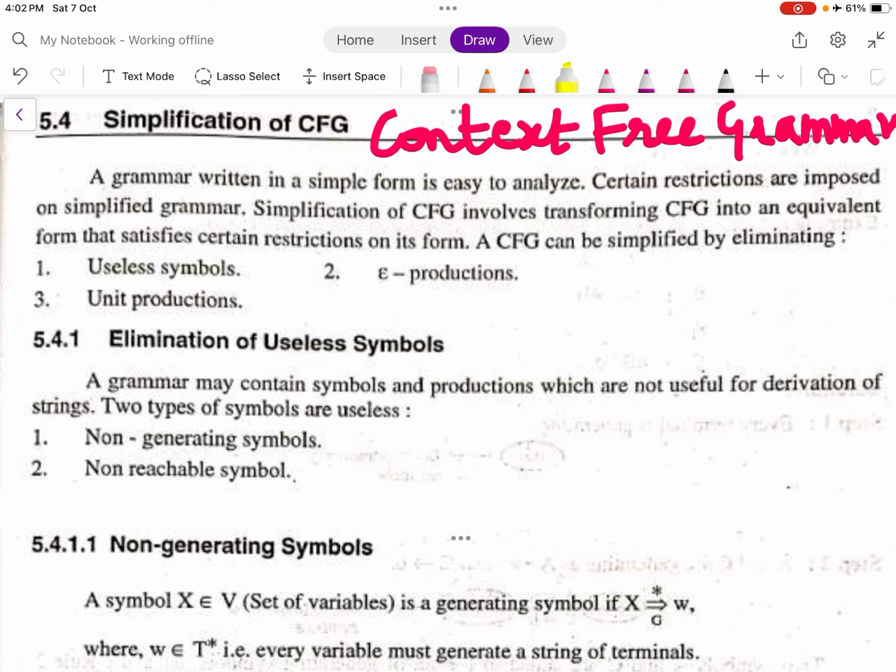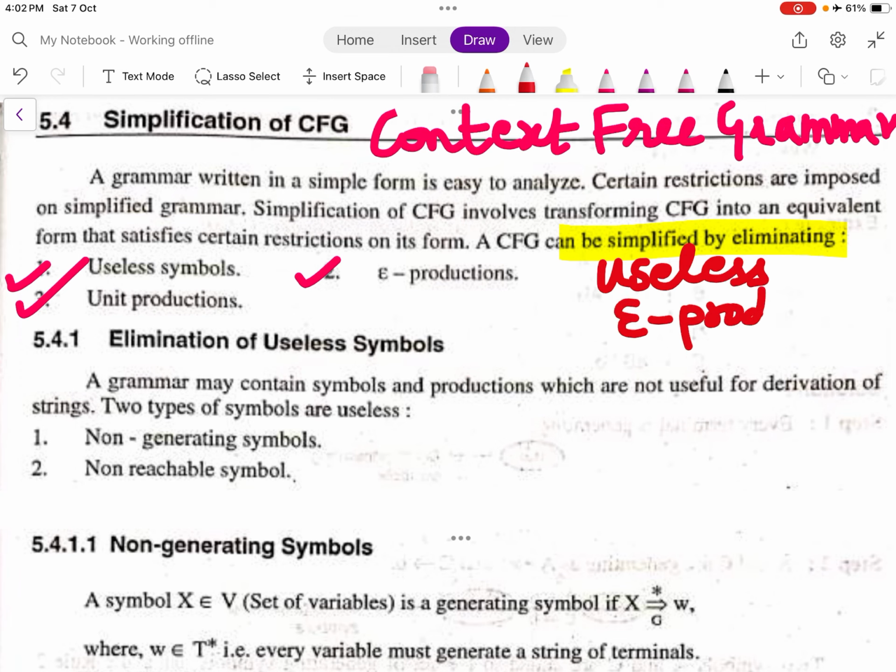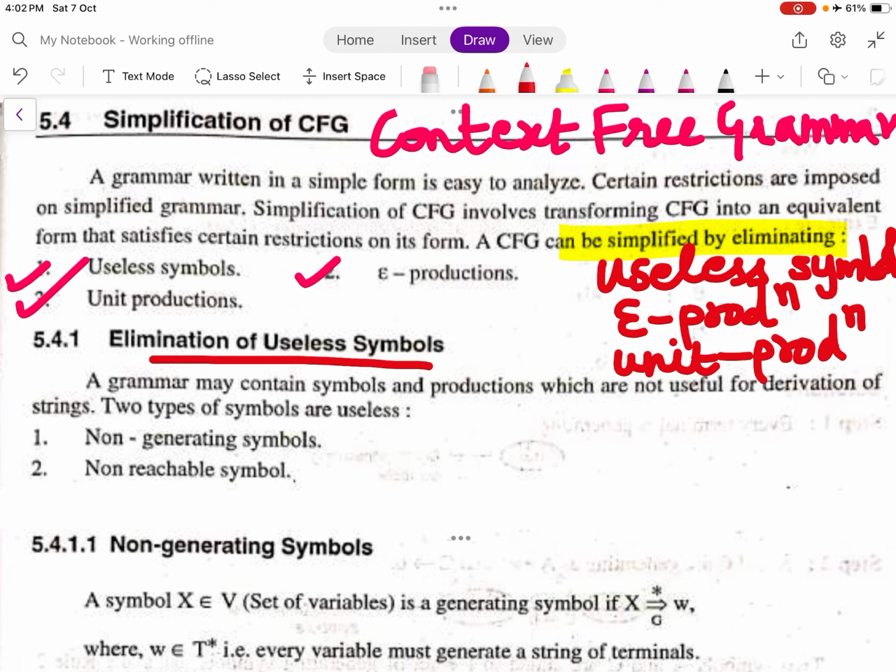A CFG can be simplified by eliminating useless symbols, epsilon productions and unit productions. So what will we be eliminating? Useless symbols, epsilon productions and unit productions. In this lecture we will learn about elimination of useless symbols.